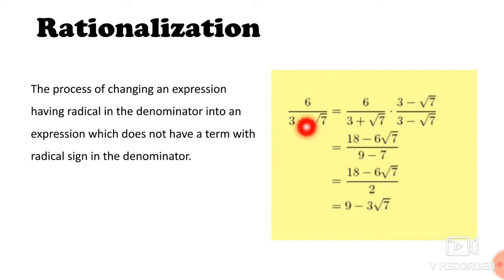Here is the example. We have an expression 6 upon 3 plus root 7. To convert this expression into an expression which does not have a radical sign in the denominator, this process is called the rationalization. We will see the steps in detail in exercise.